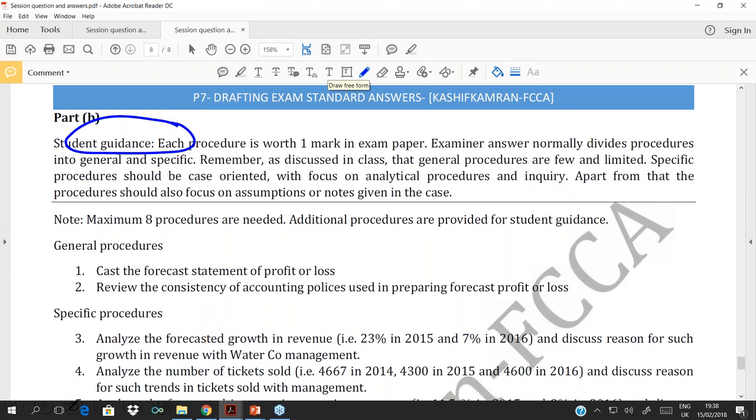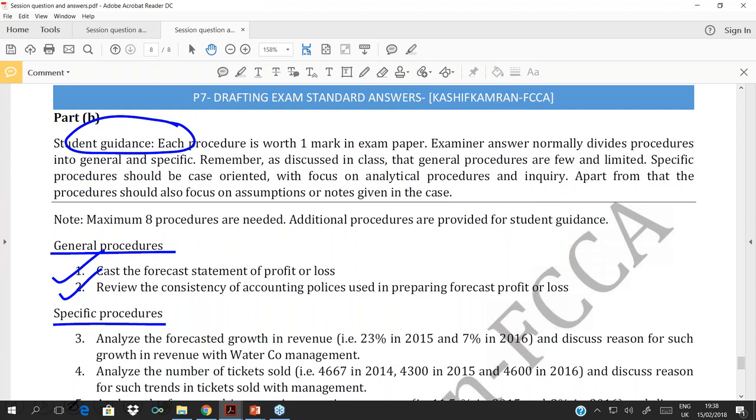Now, see my journal procedures. Can you see my journal procedures 1 and 2? Cast the forecast and review the consistency of the accounting policies. And can you see my heading, journal procedures? And under the journal procedures, can you see the heading, specific procedures? Right? Now, if I go down and see my specific procedures, see what is first.